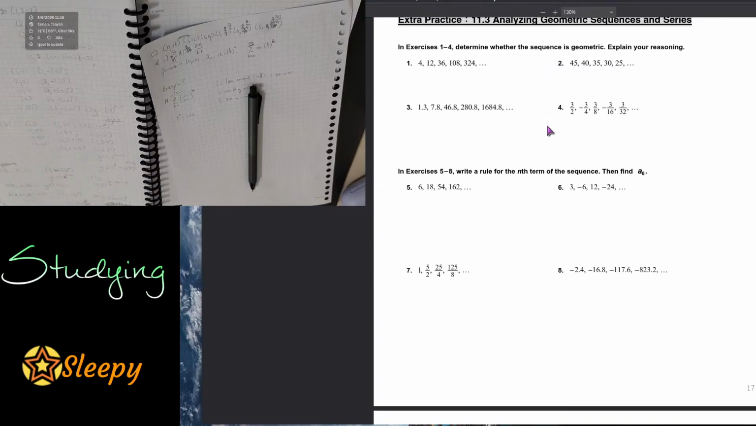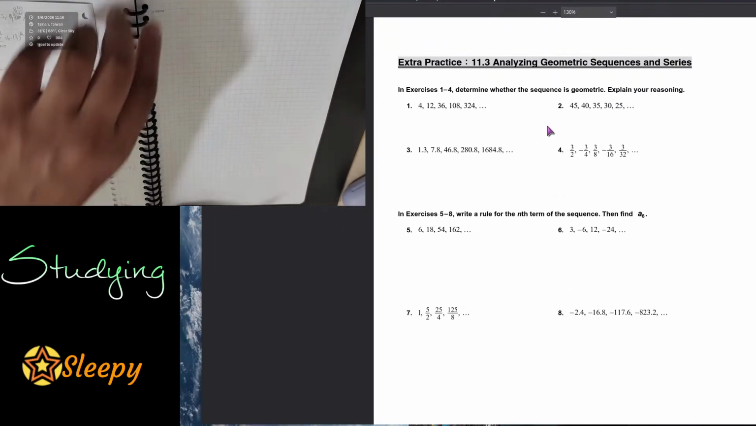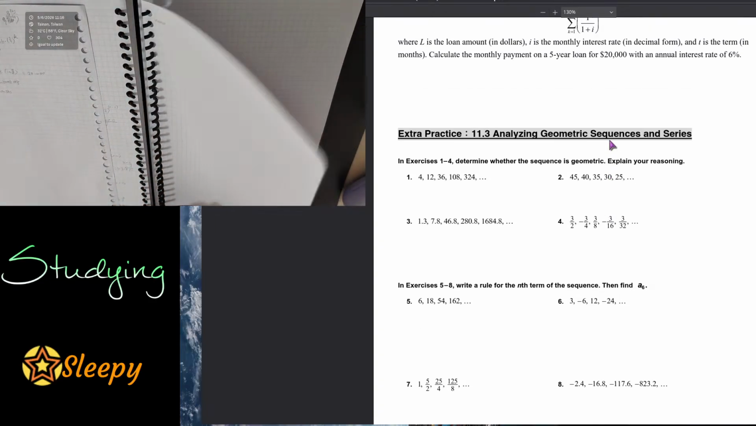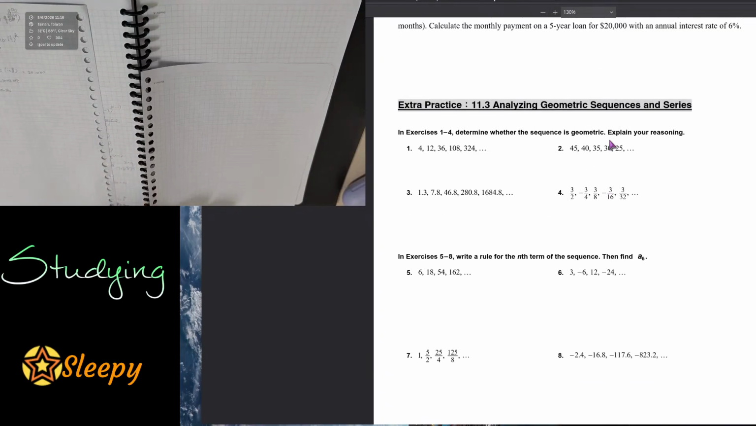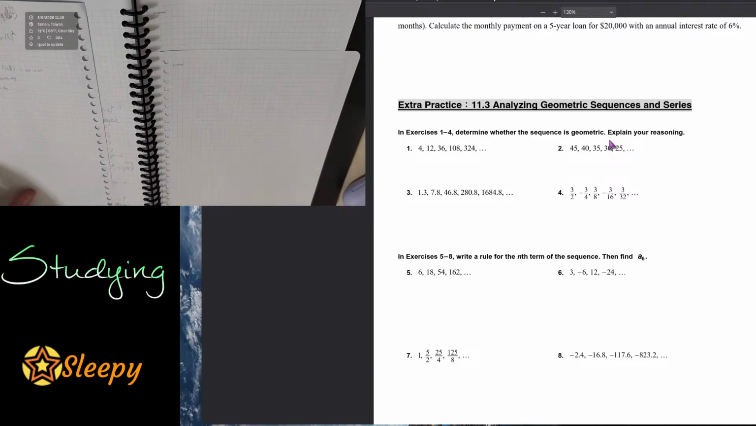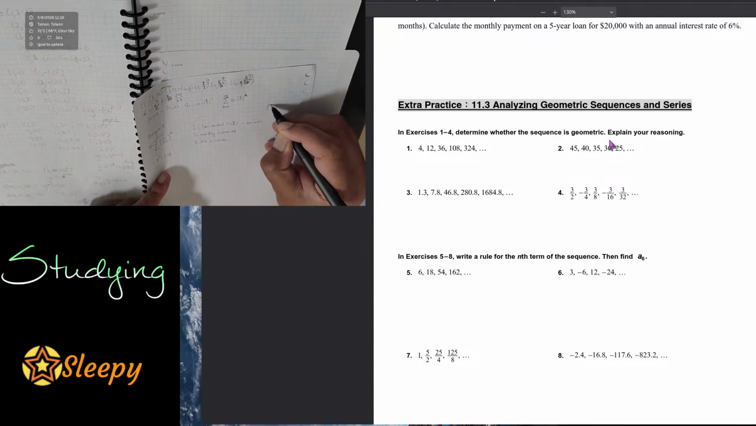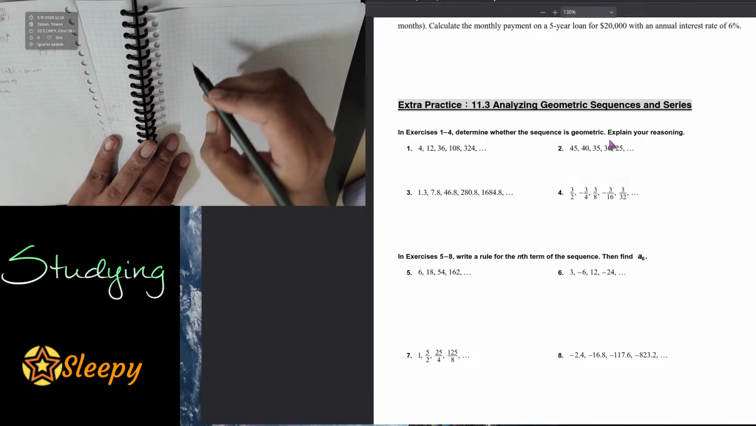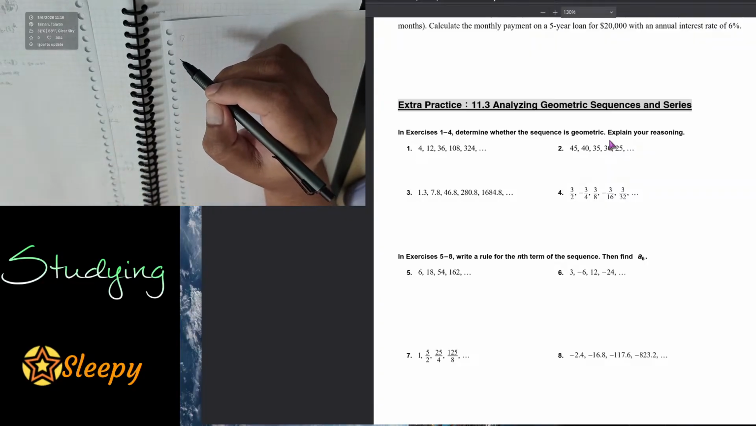We're going to do extra practice 1, 2, and 3. This looks easy. So this is page 17. Okay. In exercises 1 to 4, determine whether the sequence is geometric and explain your reason. 4, 12, 36, 1.